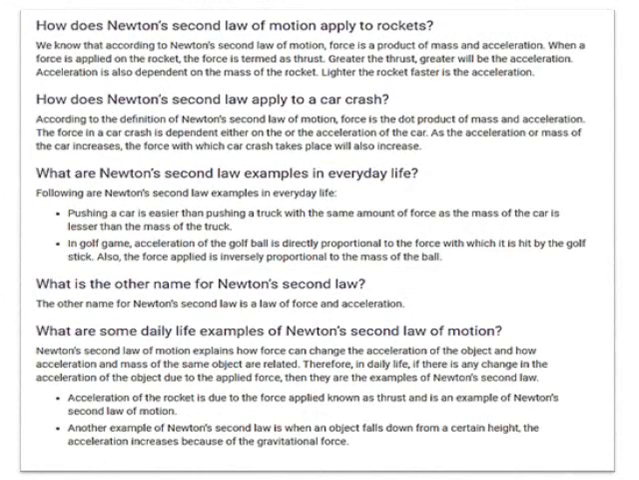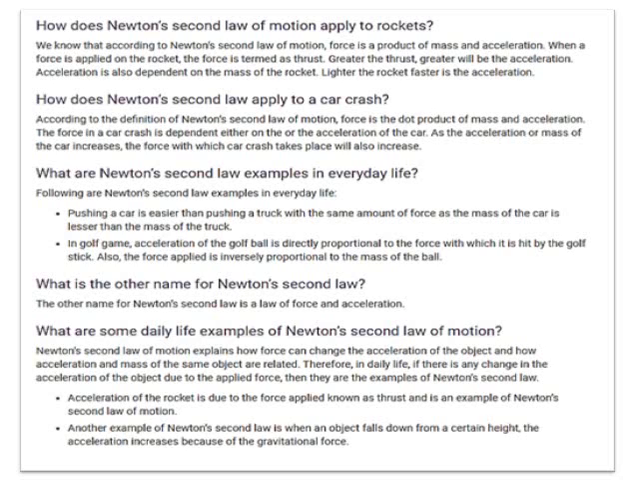Now let us discuss some of the important questions on Newton's second law. How does Newton's second law of motion apply to rockets? We know that according to Newton's second law of motion, the force is the product of mass and acceleration. When a force is applied on the rocket, the force is termed as thrust. Greater the thrust, greater will be the acceleration. Acceleration is also dependent on the mass of the rocket. Lighter the rocket, faster is the acceleration.